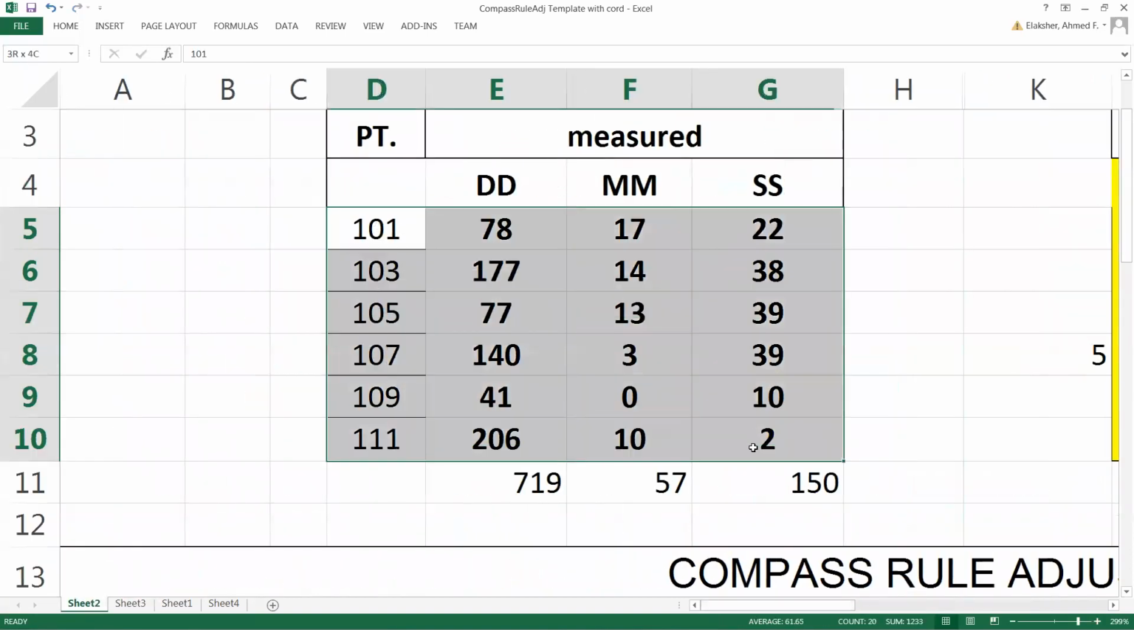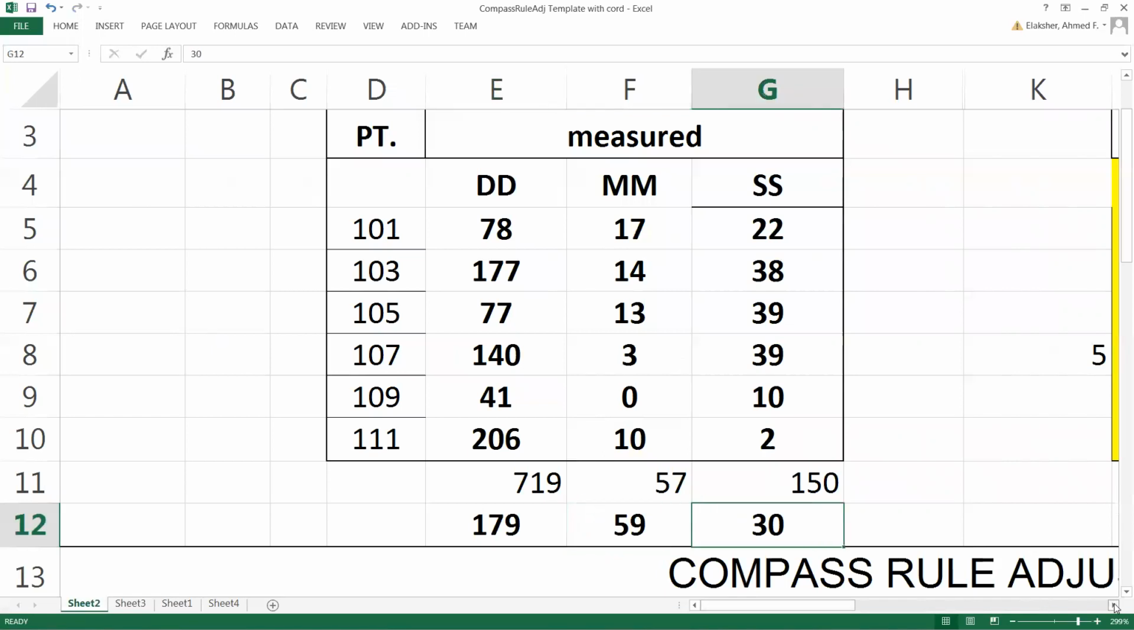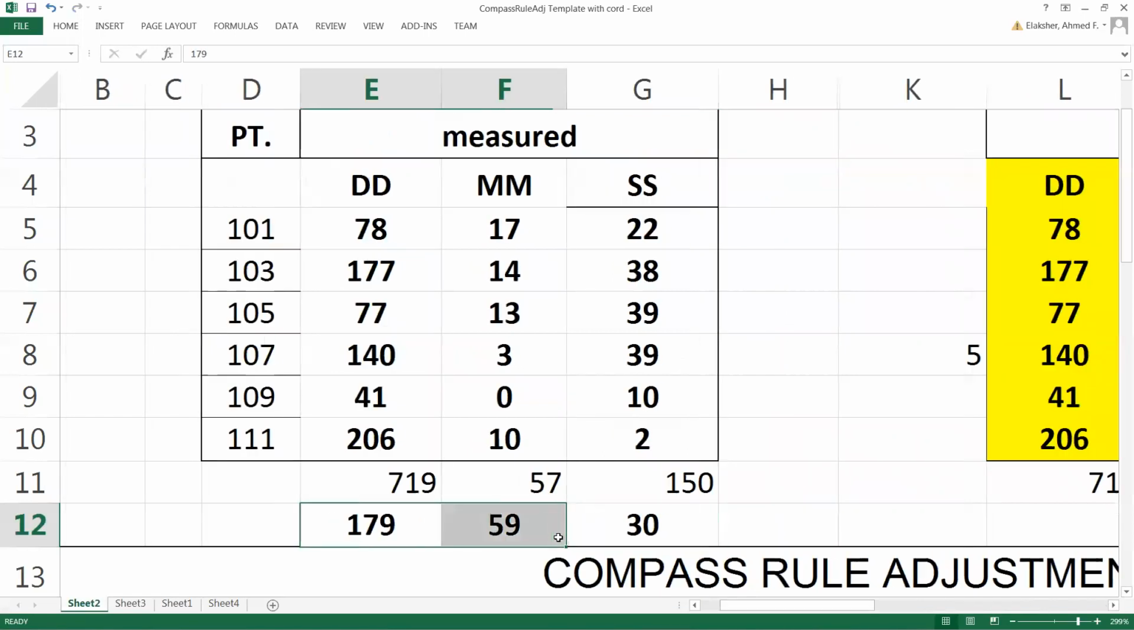These are our measured angles, and according to what we learned in the lectures, we add them all up. So I came with 719 degrees, 57 minutes, 150 seconds, which, if you transfer that, is going to be 30. And then you actually carry first the 120, which will make 2 minutes. 59, 719. Again, if you do not know how to do that, you can do it with your calculator. Okay, so this is the sum here.